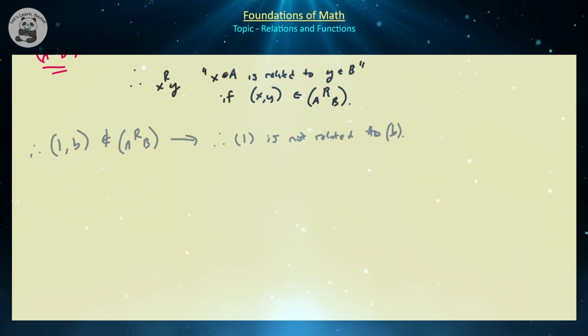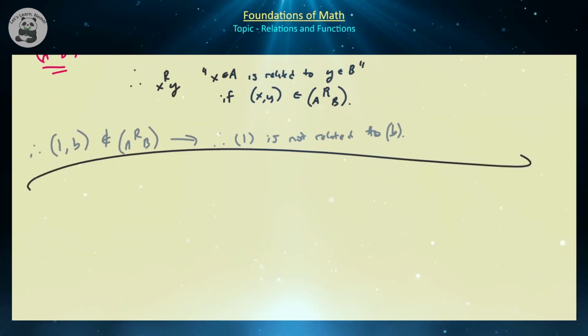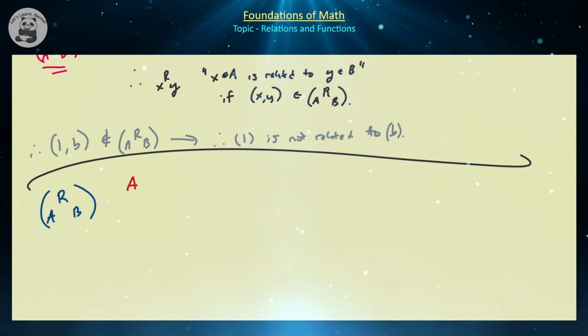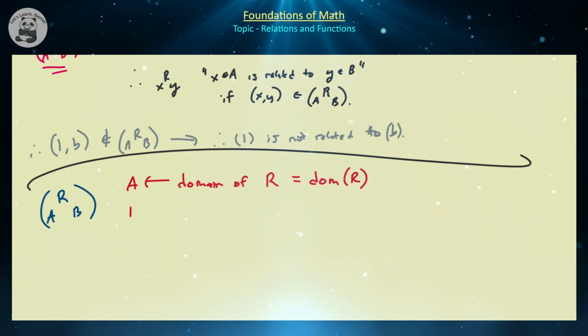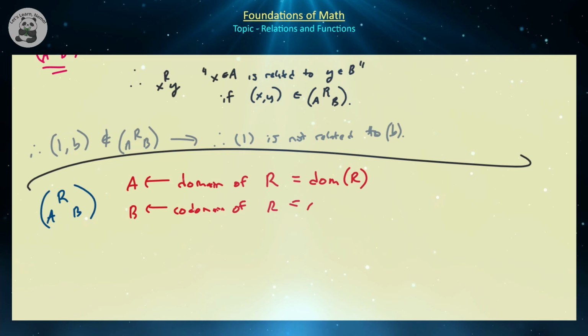So let's build on this concept of relations and introduce a couple other notations. So keep in mind, let's assume that we're working with a relation A R B. So the set A is referred to as the domain of the relation R, and we're going to be denoting this by DOM of R. The set B is known as the codomain of R, which we're going to be representing as CODOM of R.